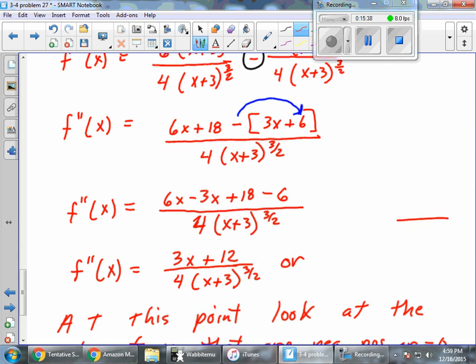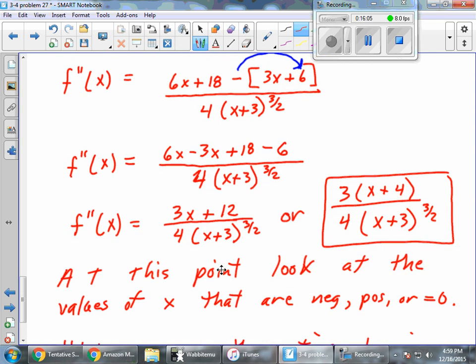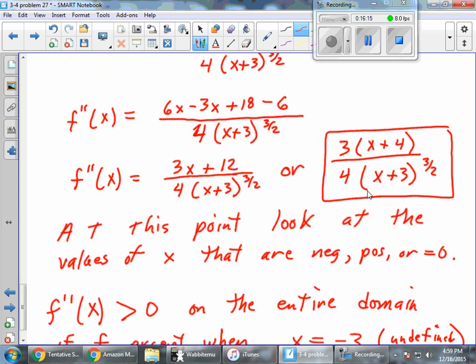Or you could say that this is 3 times x plus 4 over 4 times x plus 3 to the 3 halves. And granted, we don't have an actual x equals, and that's why I was saying today in class, at this point, look at the values of x that are negative, positive, or equal to 0, and you can evaluate this function. And we'll do that. Okay.